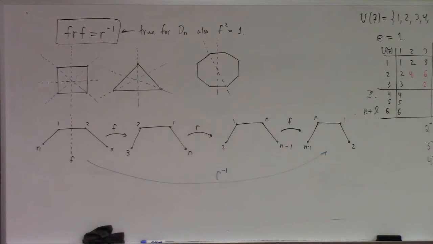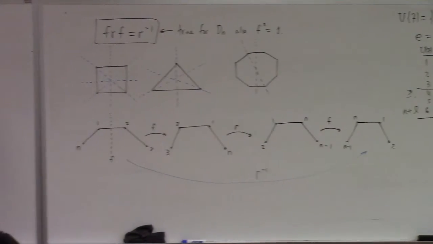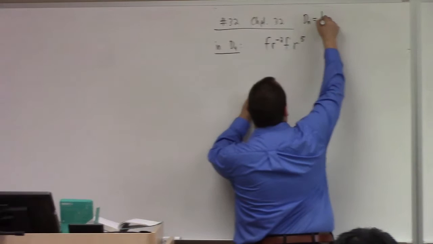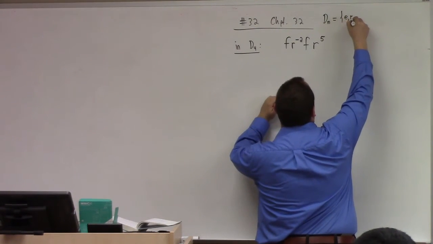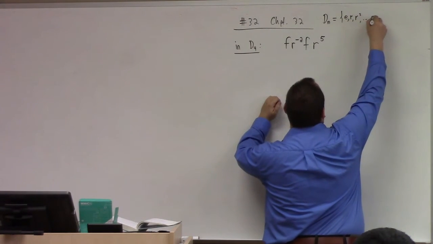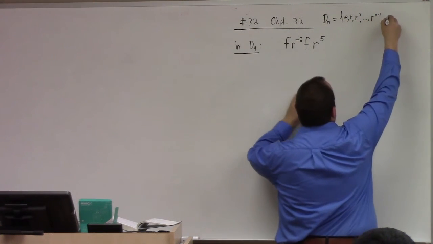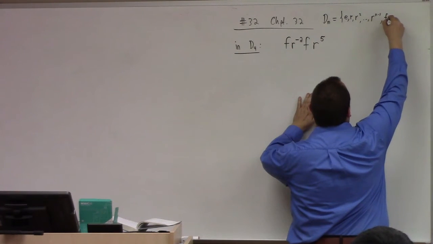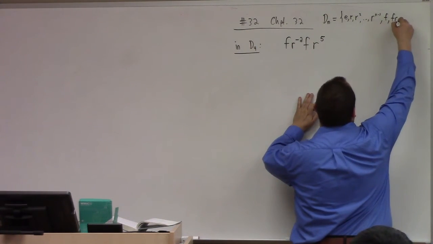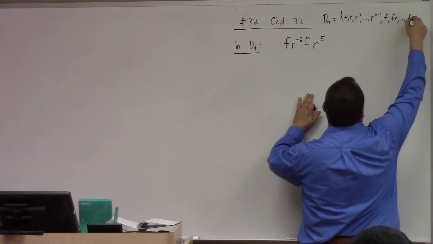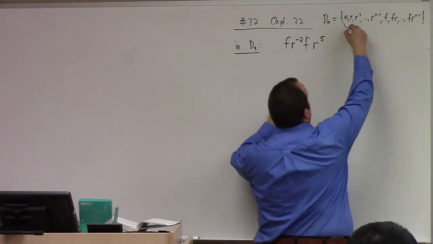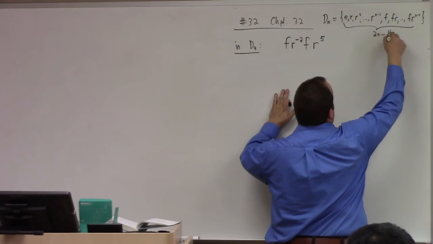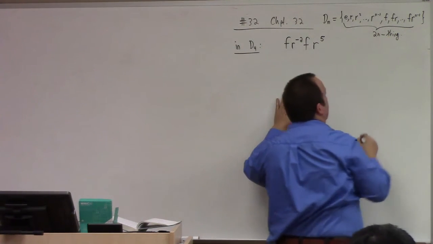What this ends up meaning, all right, guys, is that any dihedral group can be rewritten as the identity element, a rotation, a squared rotation, out to the n minus 1th rotation, and then the reflection times the rotation, and so forth, out to the reflection times the rotation to the n minus 1th power. And so that's why there are 2n things here, and that's why that dihedral group has order 2n.